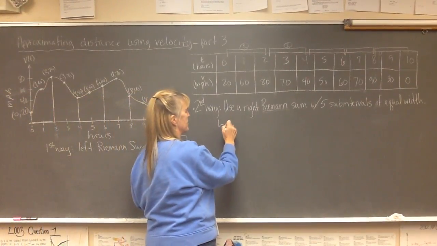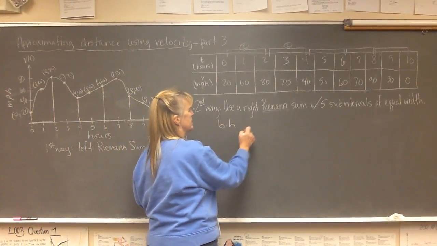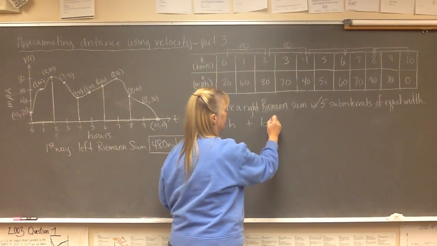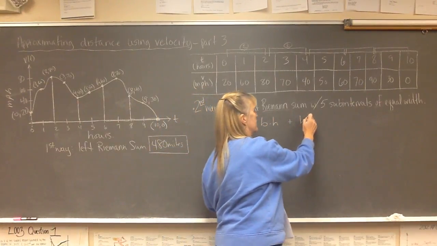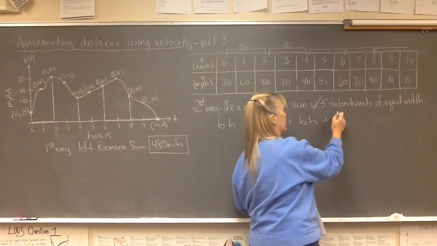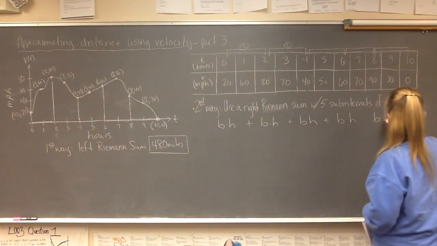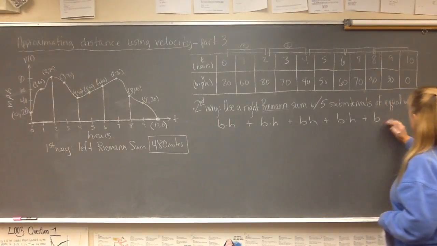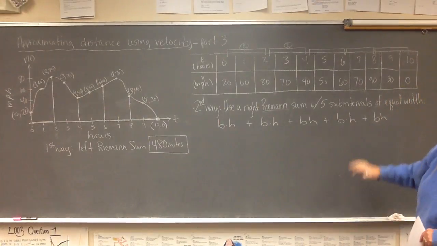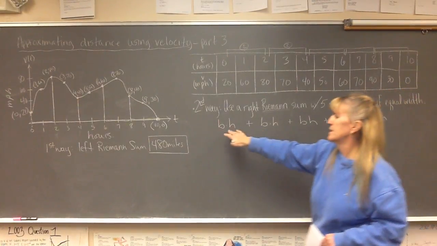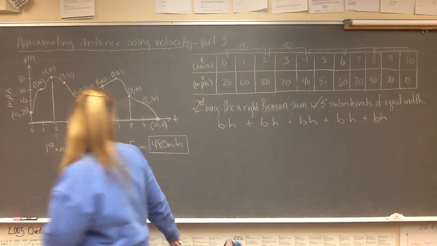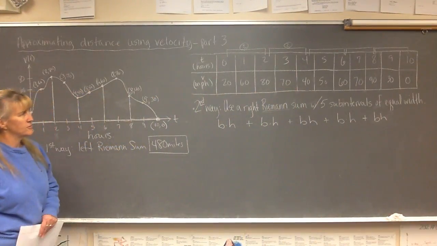Okay, so I want 5 subintervals. I'm looking at the area of a rectangle being base times height, plus the area of the second rectangle being base times height. The third rectangle will be base times height, the fourth one, and the fifth one. Okay, so I want to add 5 different rectangle areas together to get a total distance.